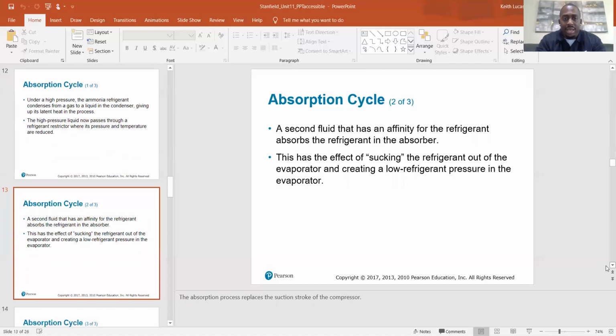Absorption cycle. A second fluid that has an affinity for the refrigerant absorbs the refrigerant in the absorber. This has the effect of sucking the refrigerant out of the evaporator and creating a low refrigerant pressure in the evaporator. The absorption process replaces the suction stroke of the compressor.